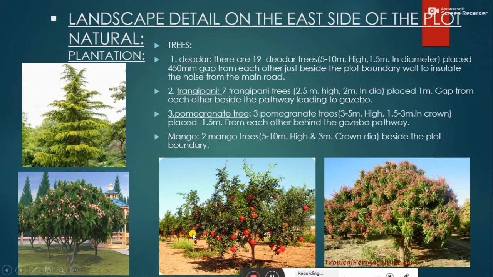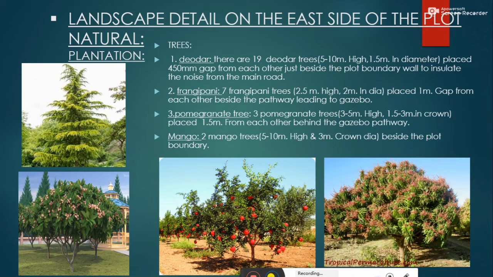Coming to the landscape detail on the east side of the plot. Natural plantation, trees. Deodar. There are 19 deodar trees placed 450 mm gap from each other just beside the plot boundary wall to insulate the noise from the main road.